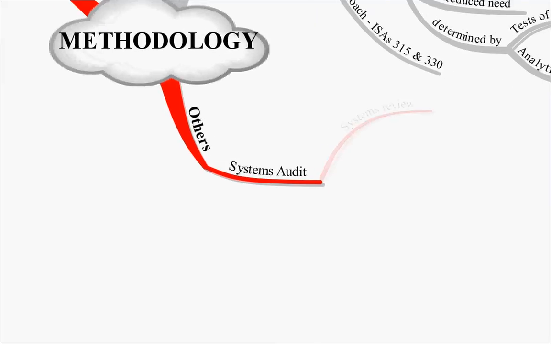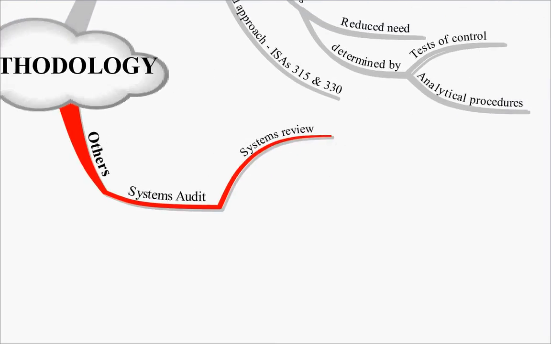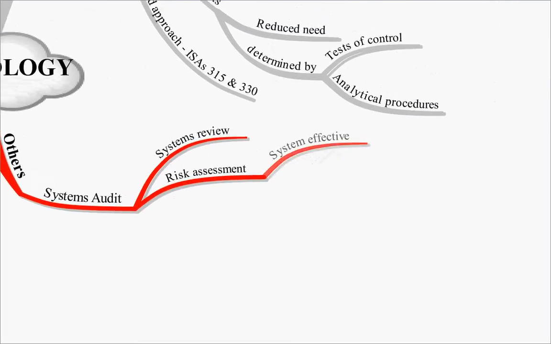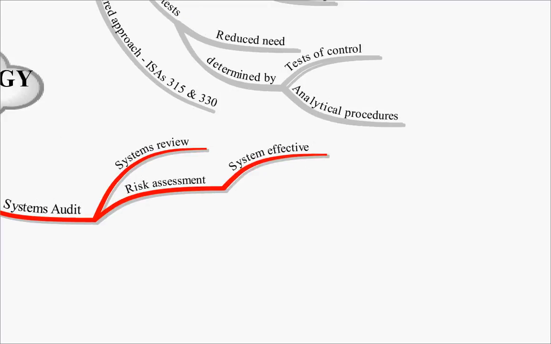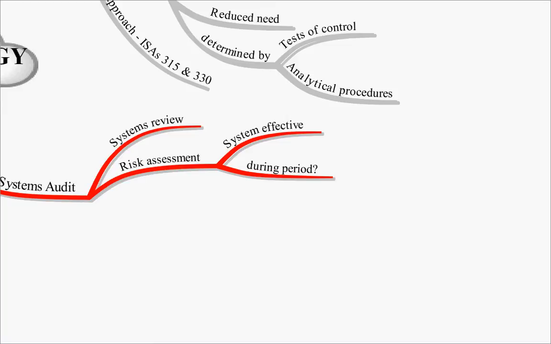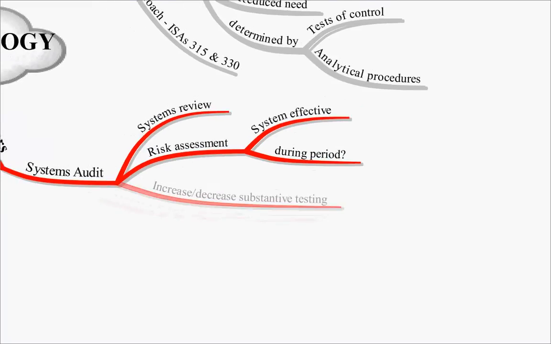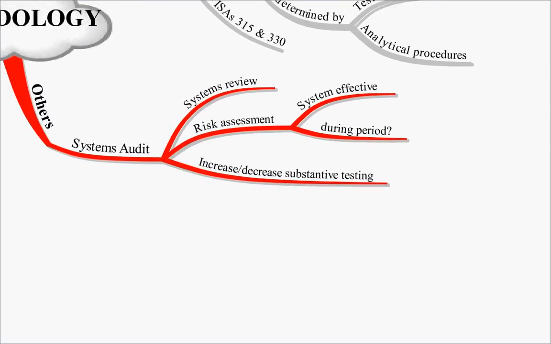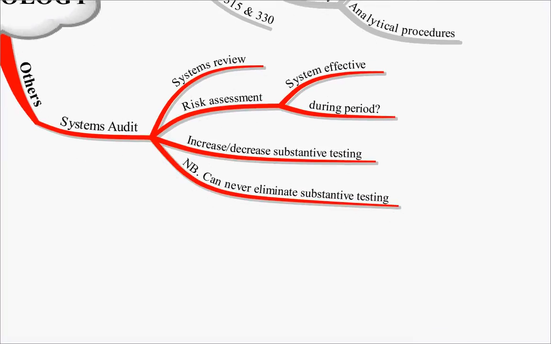Systems audit, well, this will be a systems review. The risk assessment will undertake to find out whether the systems are effective during the period that is being audited. If the systems were effective, well, then you can have some comfort over the information that's being provided by them. So it will increase or decrease the substantive testing required. Again, remember that you can never eliminate substantive testing. You always have to undertake some form of substantive testing.